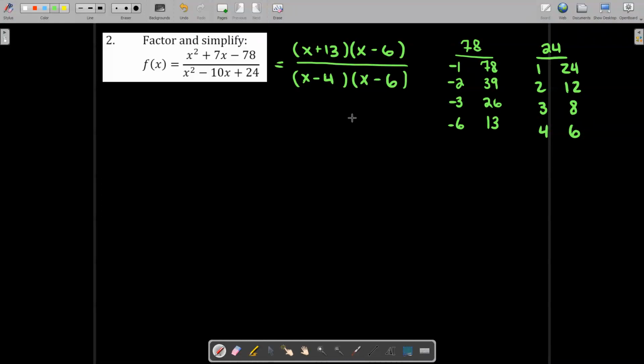Now, once you have both of the trinomials factored, if you have something on the top and the bottom, they're going to cancel each other out because if you divide them by each other, it equals 1, and 1 times anything is itself. So x minus 6 divided by x minus 6 is 1. And so we have x plus 13 over x minus 4, which is actually going to be our answer. x plus 13 divided by x minus 4.